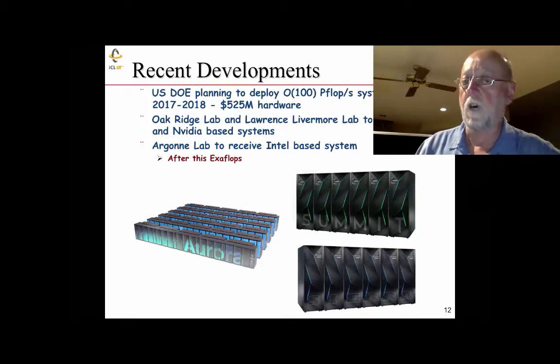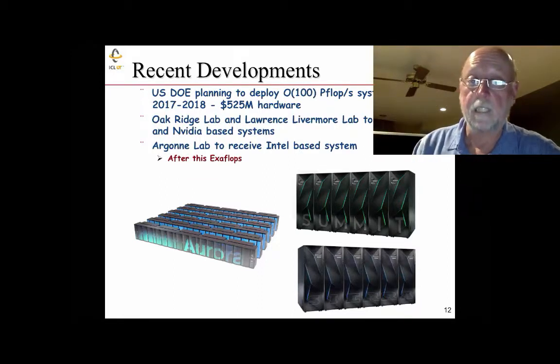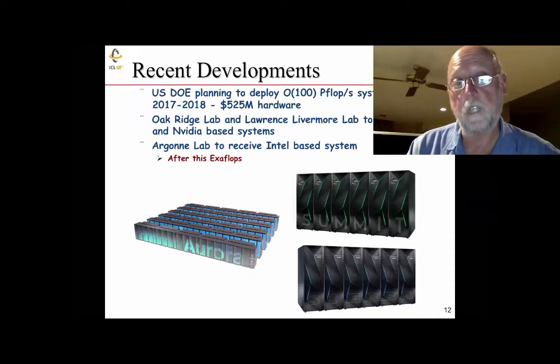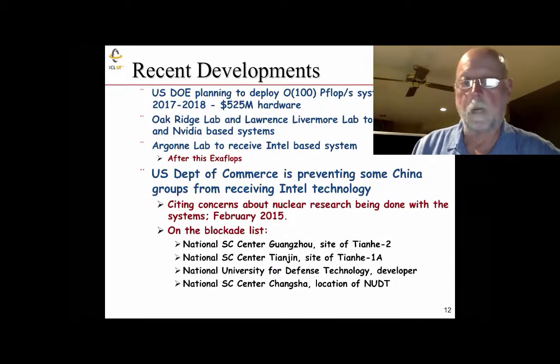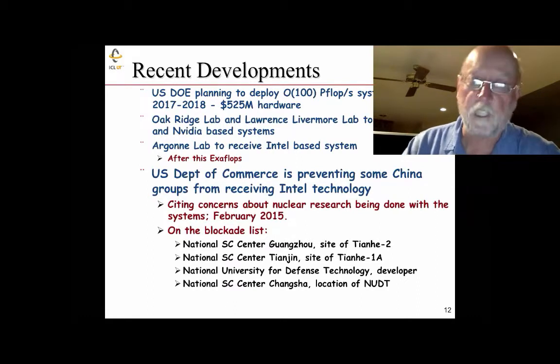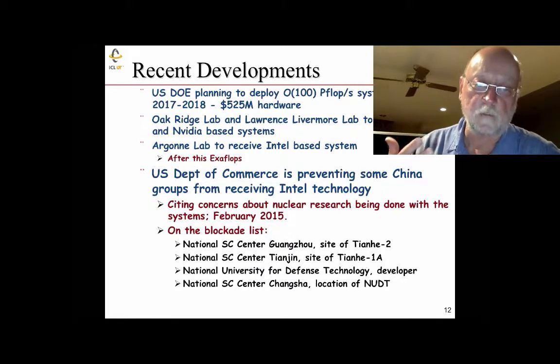That's the current thought. So the next crank of these architectures would bring exascale computing, 10 to the 18 floating point operations per second. One of the other things that's happened is the U.S. Department of Commerce is preventing certain groups in China from receiving Intel technology. So China has been taking Intel parts and integrating them into large systems.